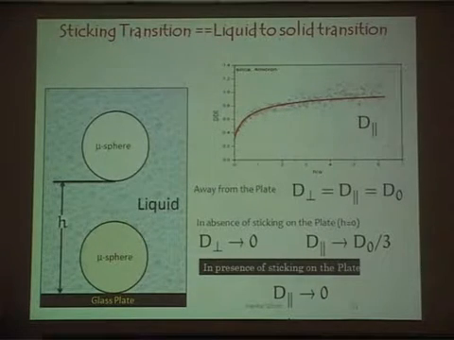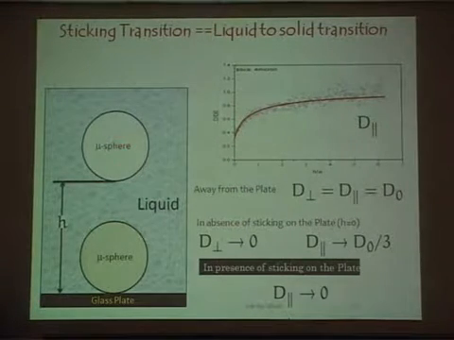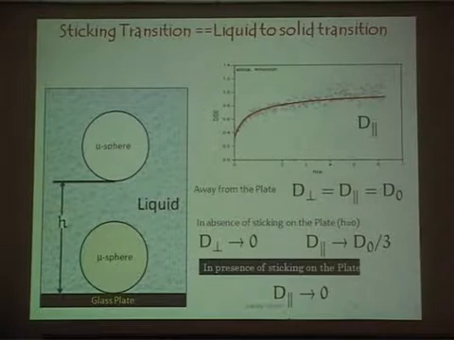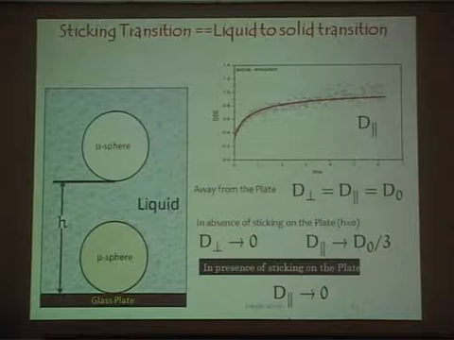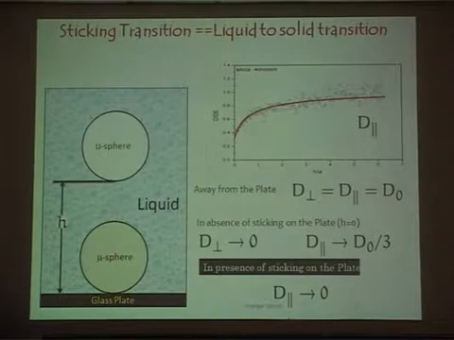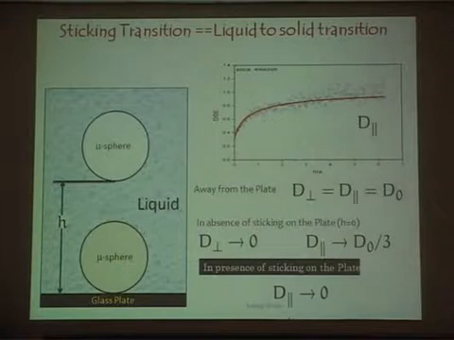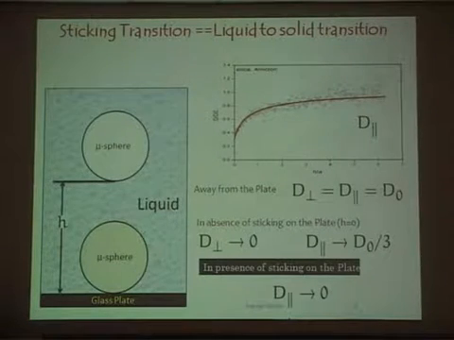If you take a particle in a liquid, in the bulk, the particle is making some Brownian diffusion with some finite diffusivity. If I bring the particle close to a glass plate, the diffusivity falls. This is just a hydrodynamic correction, and it goes to 1/3 of its value. But if the particle gets stuck to the plate, then the diffusion coefficient goes to 0. So the particle is absolutely not diffusing. So diffusivity is a good measure.